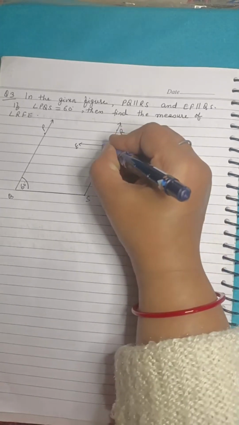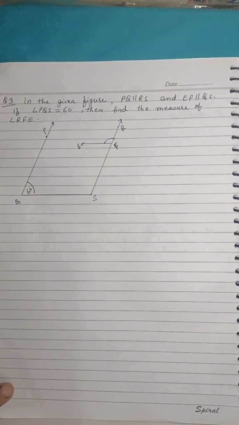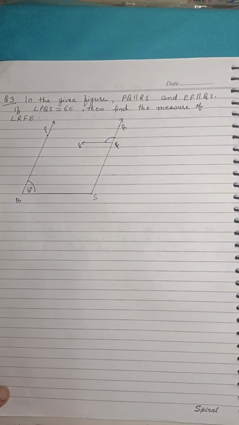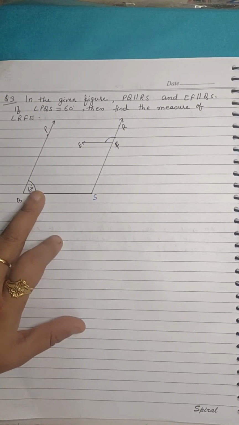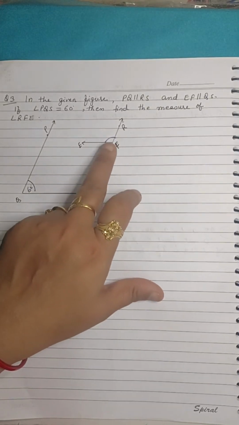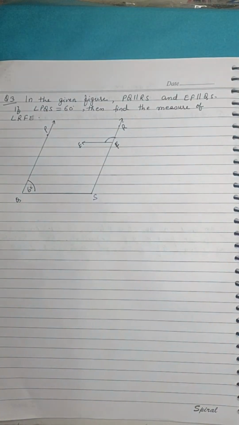Yes. They are saying EF is parallel to QS, PQ is parallel to RS. Find the value of angle PQS, given 60 degrees. Then find the value of angle RFE. So could you have any idea how to find it out?